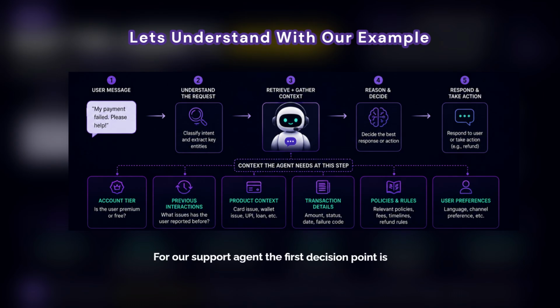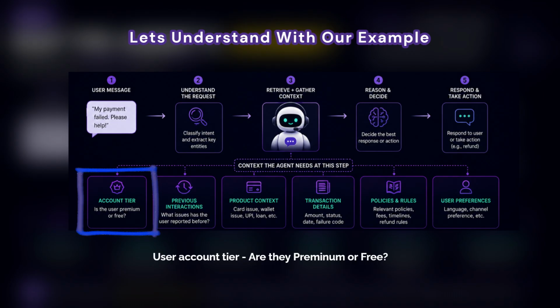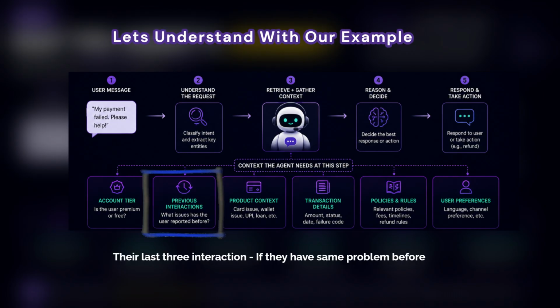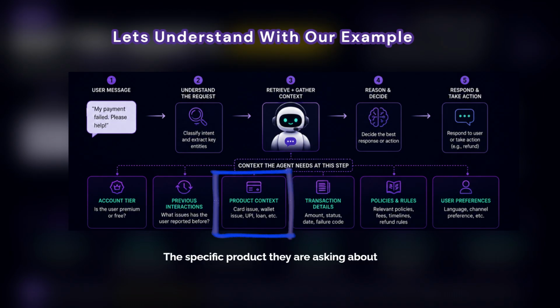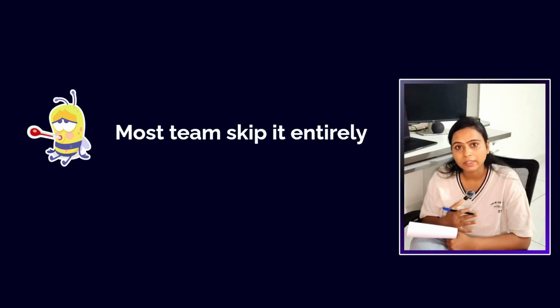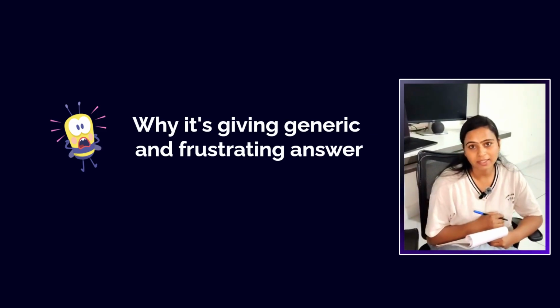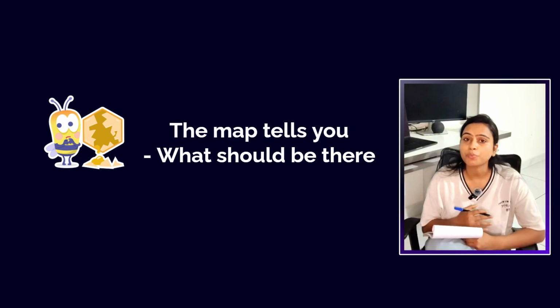For our support agent, the first decision point is, what does it need to answer well? User account type: are they on a premium or free account? Their last 3 interactions, if they have had the same problem before. The specific product they are asking about: is this a wallet issue or a card issue? Most teams skip this mapping entirely. And then they wonder why the agent is giving generic and frustrating answers. The map tells you what should be there.